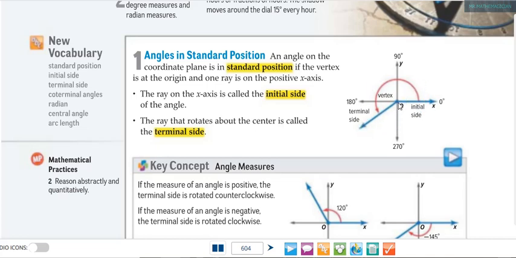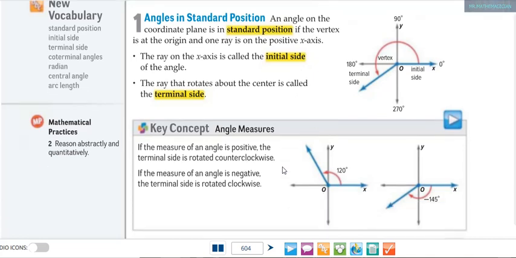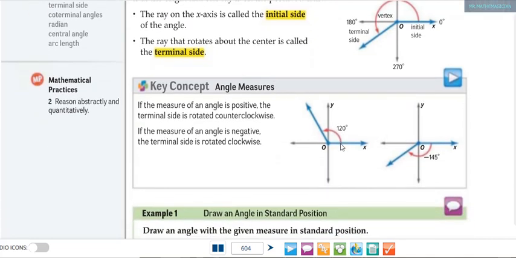The vertex must be exactly on the point of origin, the intersection of the x-axis and y-axis. If this happens, we say that this angle is in standard position. Now, this angle is in standard position. It moves counterclockwise, that's why it's positive. This angle is also in standard position. It moves clockwise, that's why it's negative. So, if we have an angle moving the same as the clock, it is negative. If it's counterclockwise, it means it is positive.